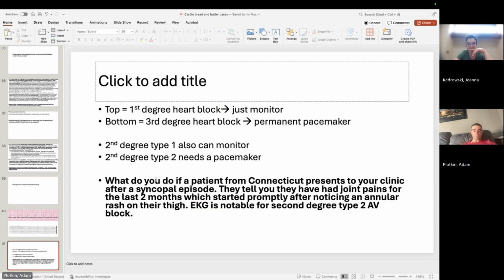All right. What do we do if we have a patient, they're from Connecticut, they come to our clinic after a syncopal episode. They tell you they've had joint pains for the last 2 months, which started promptly after noticing an annular rash in their thigh. The EKG is notable for second degree type 2 AV block. Great. They have Lyme disease, so we're going to treat them for that with doxycycline.